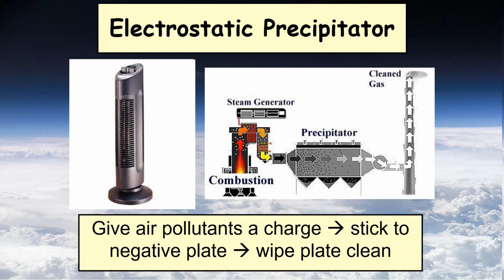Another cool technique that was created is the electrostatic precipitator. What this machine does is it sucks in air like a vacuum and gives air pollutants a charge. As the air pollutants become charged, they pass through a metal plate in the precipitator. Because they're charged, they stick to the plate, and then all you have to do is wipe the plate clean in order to get all of those air pollutants out of the air.